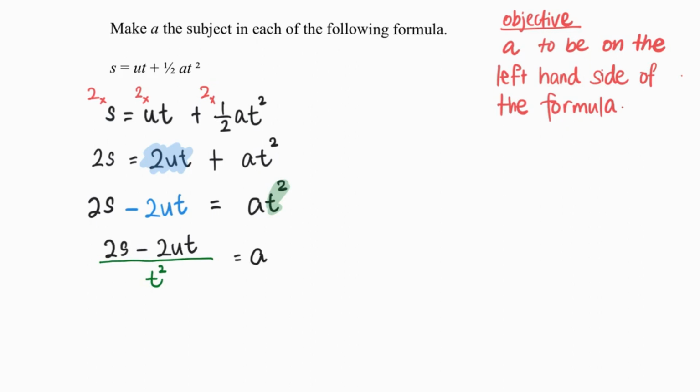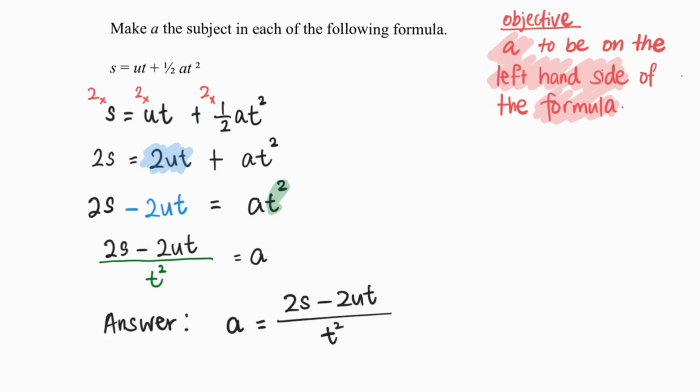And finally, for the final answer, do make sure that your A is on the left side of the equation or the formula. So in this case, all we have to do at this point is to rewrite this as the final answer that they want. A is equals to 2s minus 2ut over t squared. And that will be the final answer for this problem.